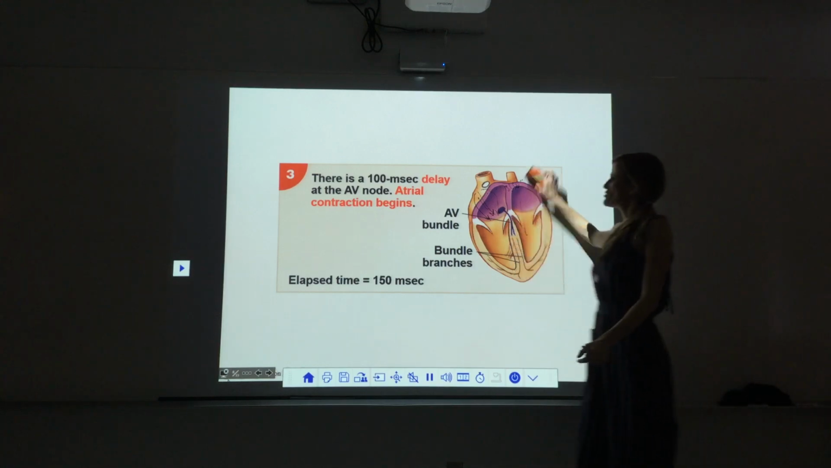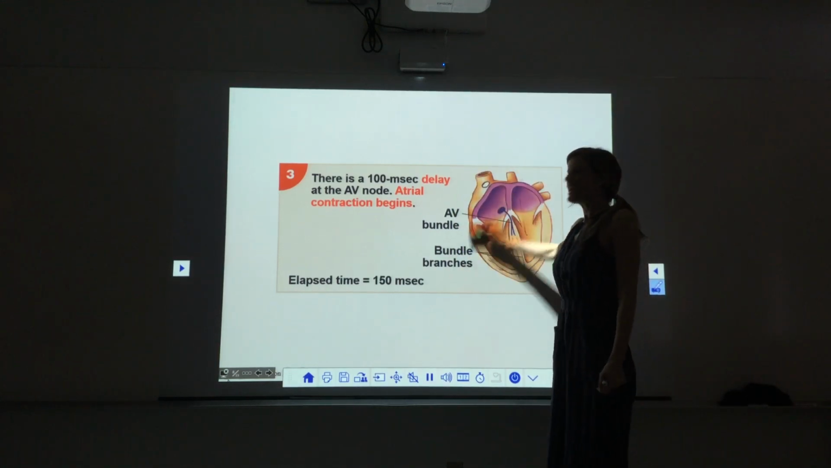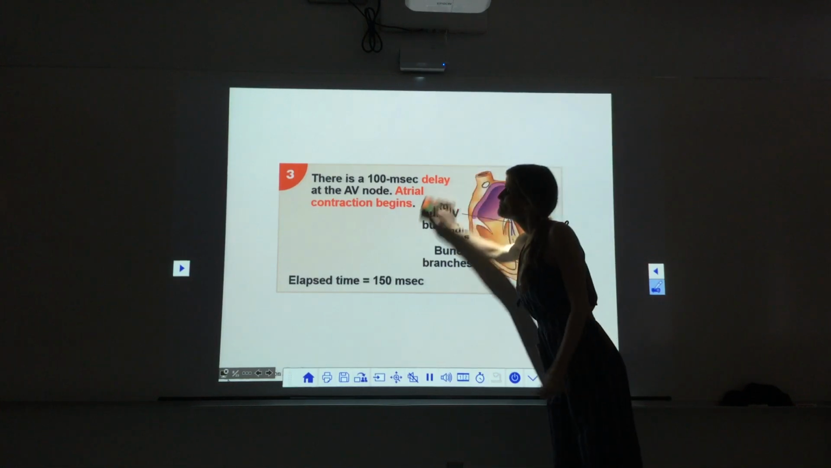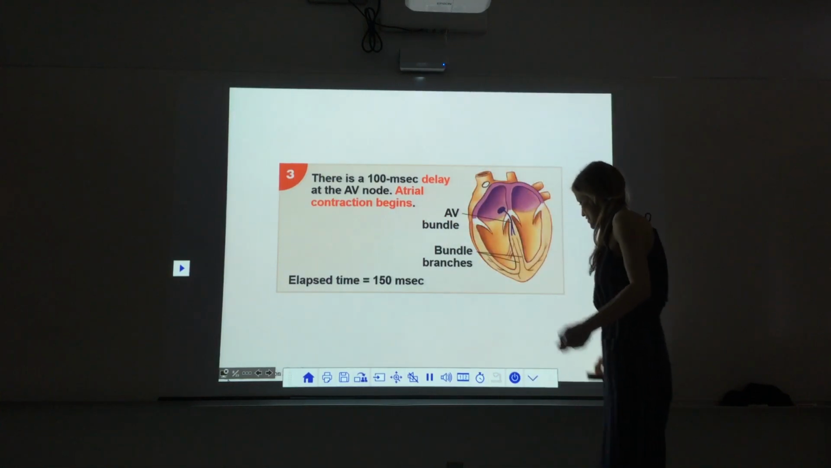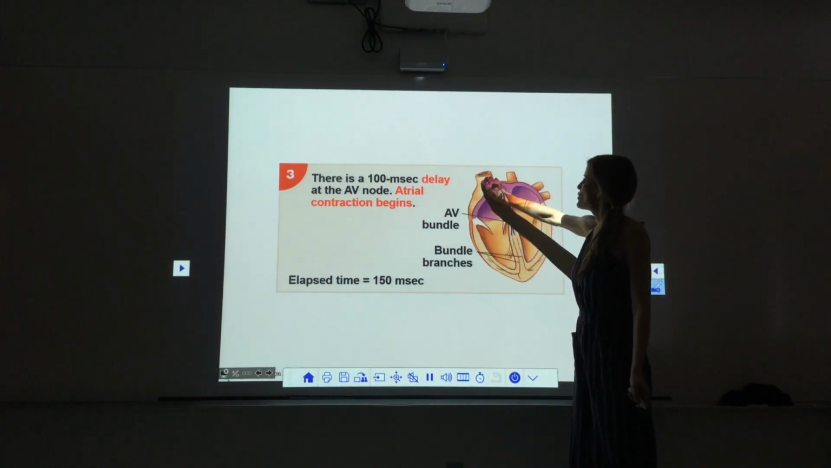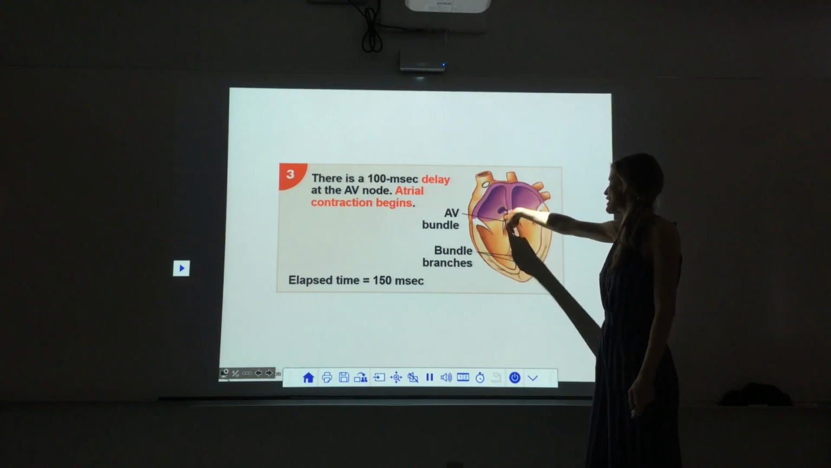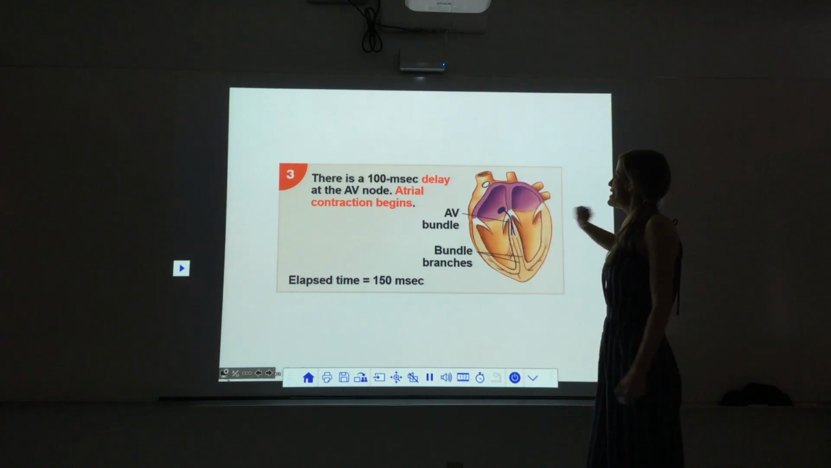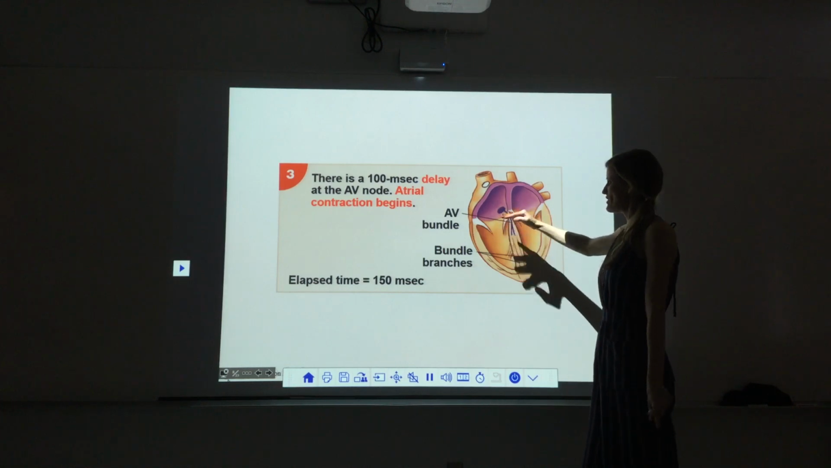So we started, where did we start? SA node. What else do we call that? The pacemaker. We started at the SA node, we went all along the atria, and we got to the AV node. Now, there's a couple really important things here.